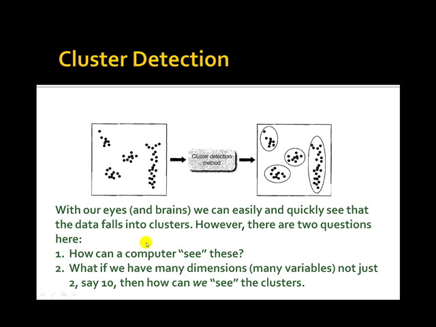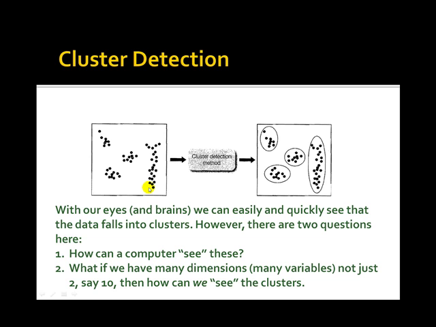However, there are two questions here. First of all, how can a computer see these? How does it know when to say this is a cluster and when it's not a cluster? And also, what if we have many dimensions, many variables, not just two? For example, suppose we have 10 variables. Then how can we see the clusters? We can't even visualize 10 variables, but still the data could fall into clusters.